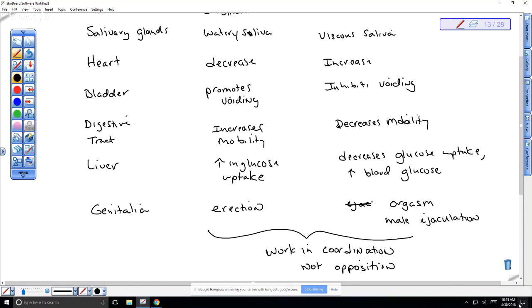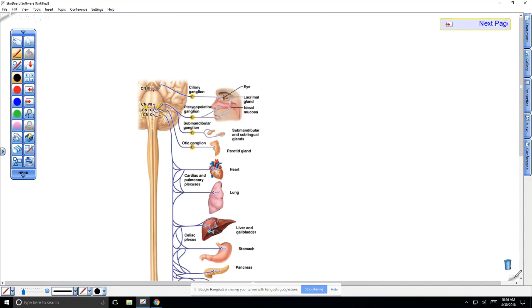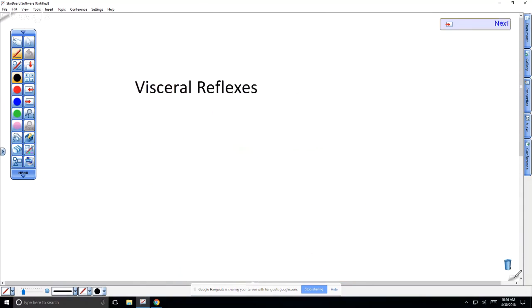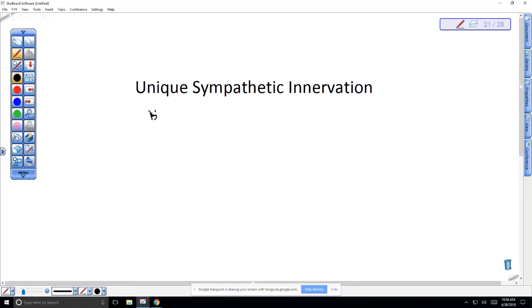Okay, so there are some things that are only innervated by the sympathetic nervous system. So we call this unique innervation. So the unique sympathetic innervation. An example of this is blood vessels. The parasympathetic nervous system does not innervate the blood vessels.